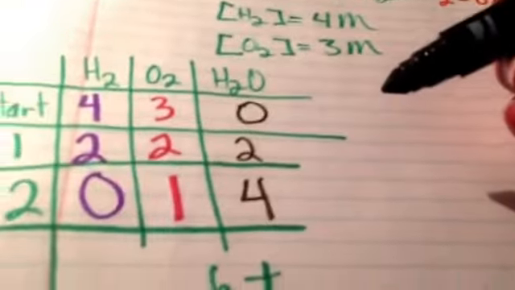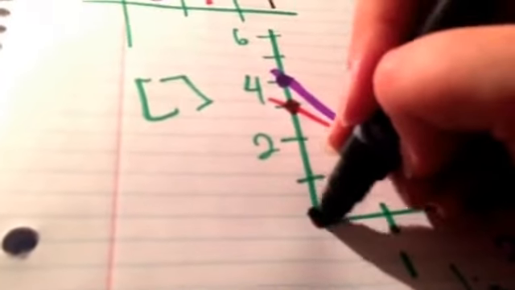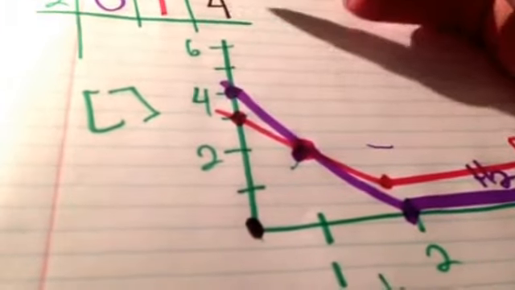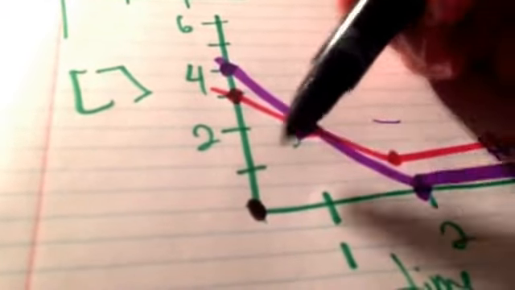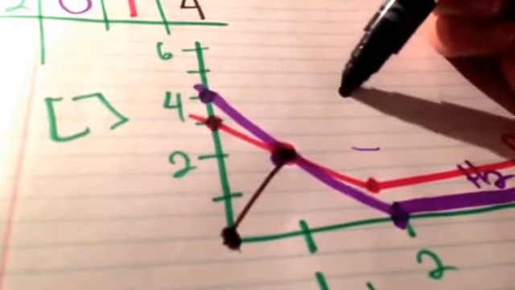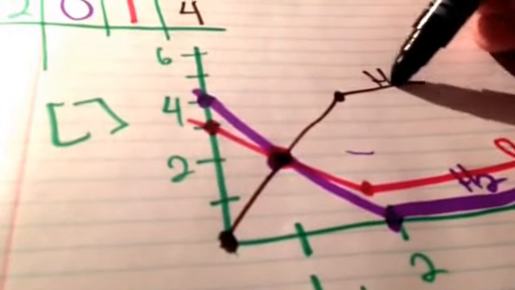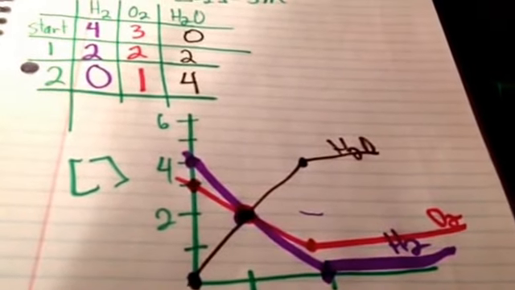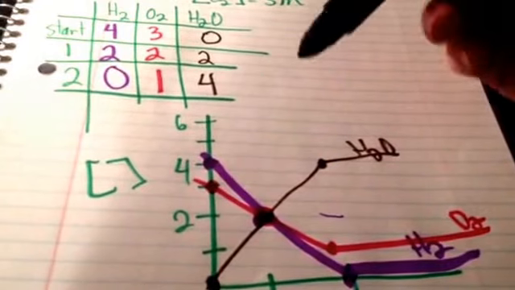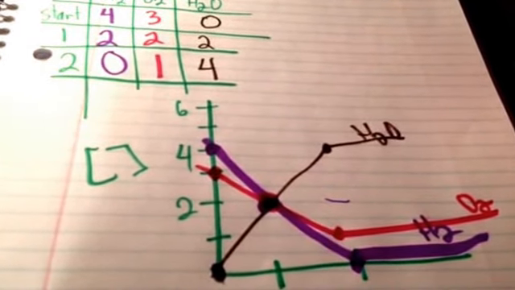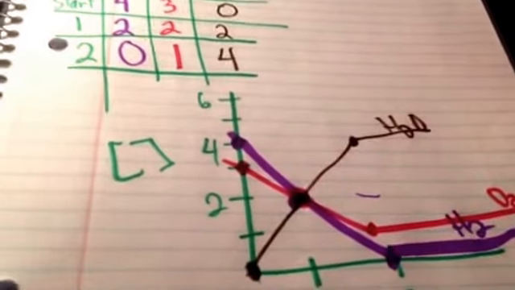And lastly, we have our water. We started at 0 because we had no products before we had a reaction. And then at the first one, we went up to 2. And then at the second reaction, we went up to 4. And draw your line. This is a basic idea of how to do this. If you use pencil instead of a fat marker and you're using graph paper, you're going to get clean-cut graphs every time, and the table can be really helpful.